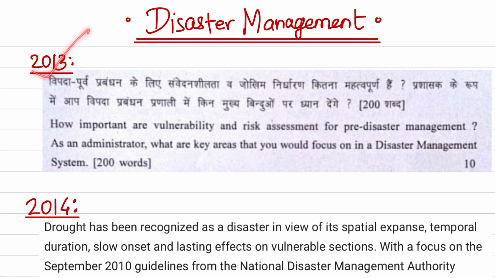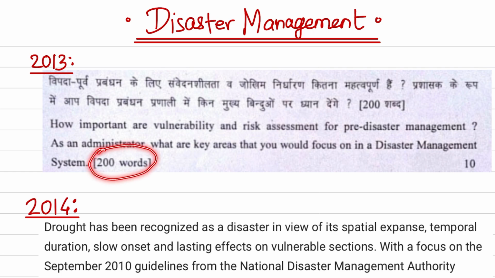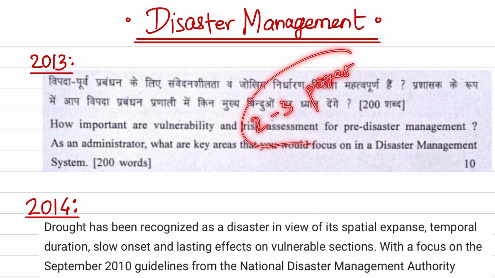In 2013 there was only one question: how important are vulnerability and risk assessment for pre-disaster management? As an administrator, what are key areas that you would focus on in a disaster management system? Now this was asked for 200 words and for 10 marks. So this was a 10 mark question, and only 200 words had to be written. So 200 words means 2 or 3 pages. See, in 2013 the pattern was slightly different, so we can say you were expected to write this question in 2-3 pages.